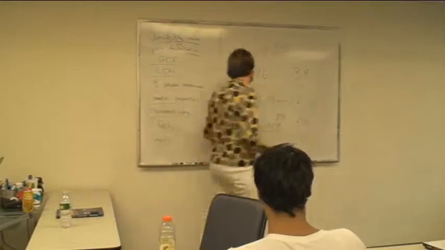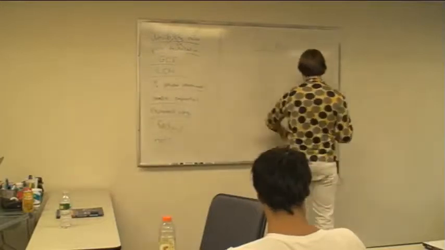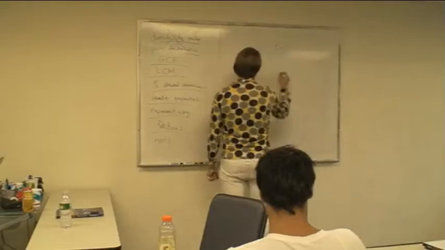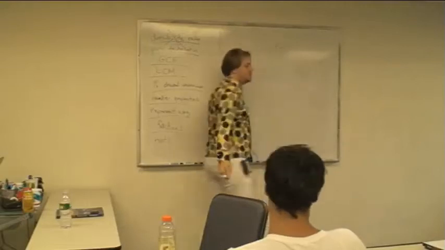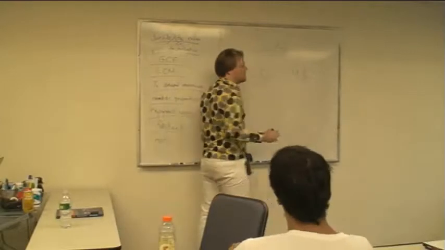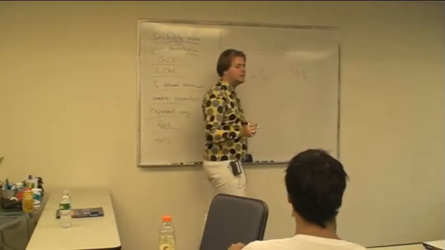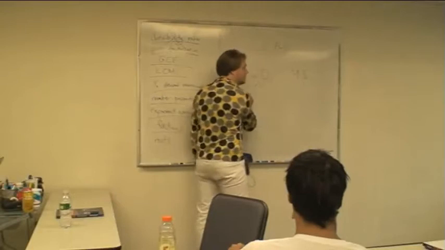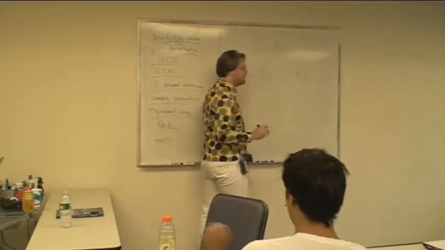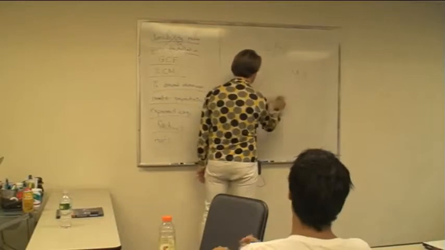Let's try another one like this. Let's try 60 and 45. How do I do this? I prime factorize 60. What do I get? Can someone tell me? If I prime factorize 60, I have 2 squared times 3 times 5.